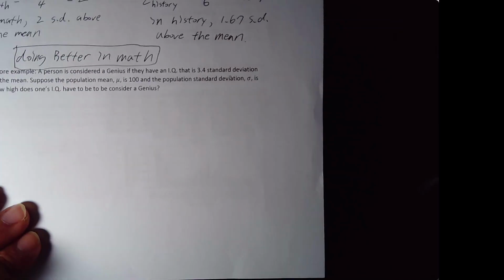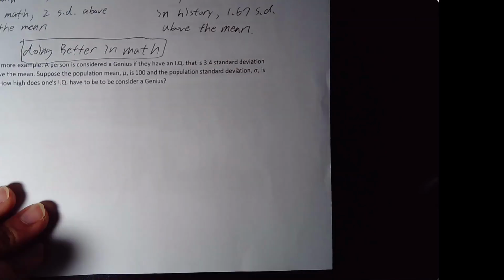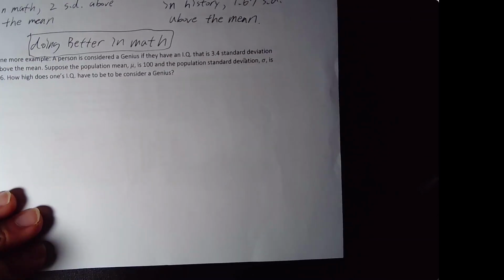All right, let's look at one more example. A person is considered a genius if they have an IQ that is 3.4 standard deviations above the mean. Suppose the population mean, mu, is 100, and the population standard deviation is 16. How high does one's IQ have to be to be considered a genius? Let me give you a graphical representation, some intuition here.